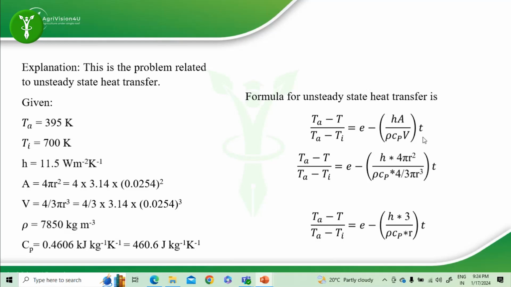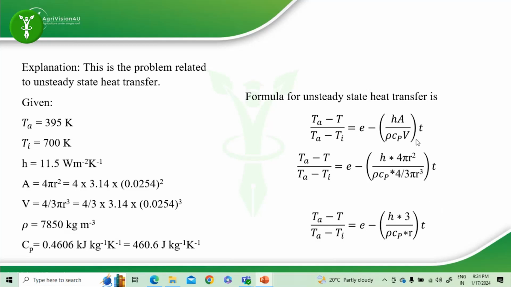So what will be the small t here? 1 hour. So convert it to seconds, 1 hour into 60 into 60. So the value of small t here will be 3600. So let us pen down the formulas for area and the formulas for volume.